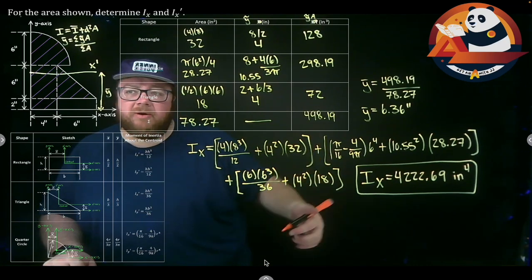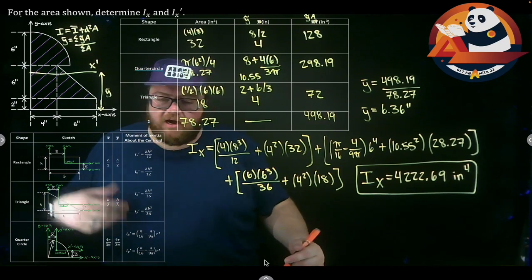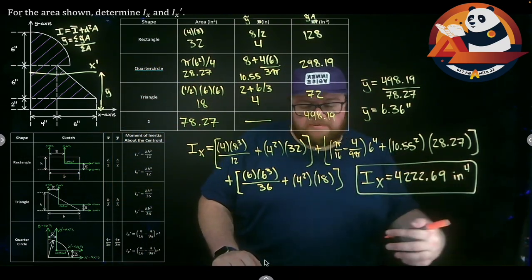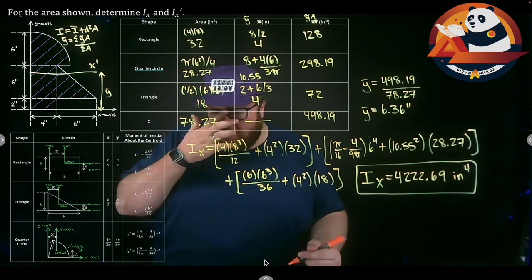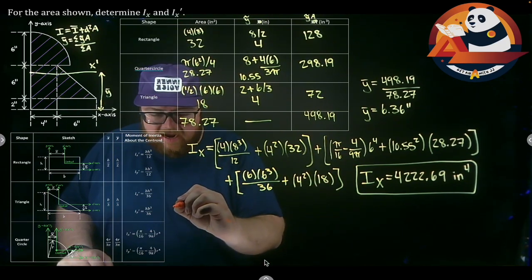Also, anytime we do moment of inertia, the smallest moment of inertia we get for any axis direction is going to be through the centroid. So Ix prime will always be less than Ix for any other axis we look at in here. So if we get a bigger number, there should be a red flag that something's wrong. But I can come in and get Ix prime.